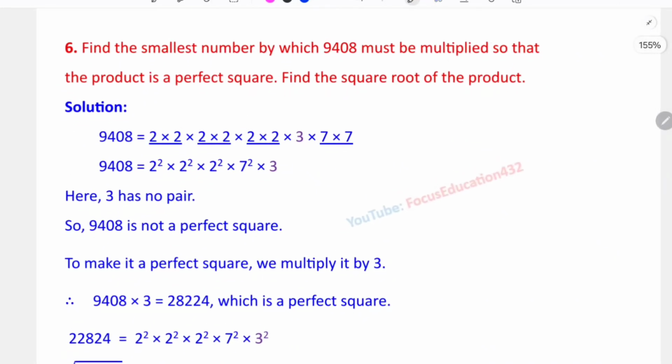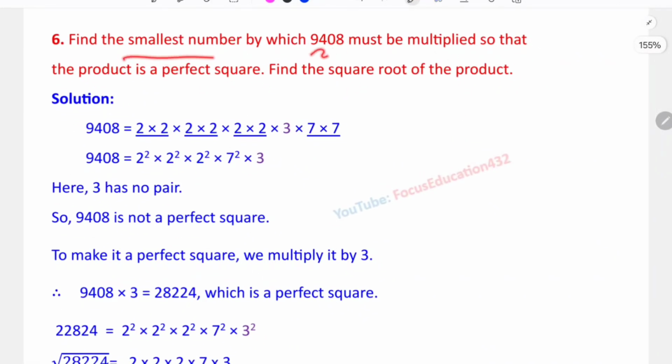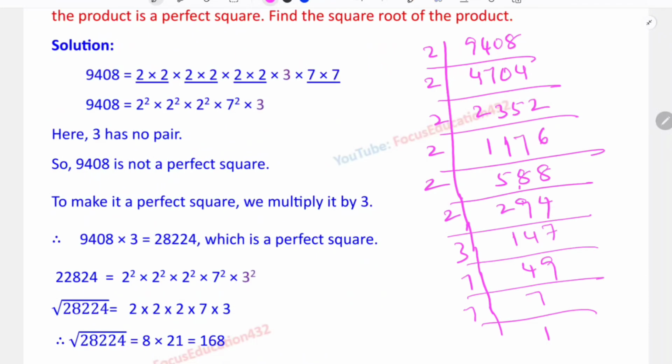Now next question: find the smallest number by which 9408 must be multiplied so that the product is a perfect square. Same question as before, right? What you have to do is find the prime factors of 9408. So here I have written the prime factors of 9408. What do we get? A pair of 2, another pair of 2.